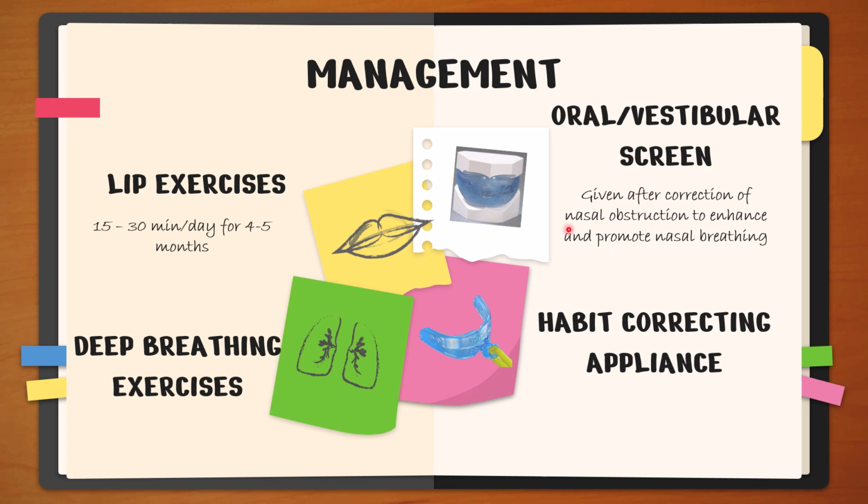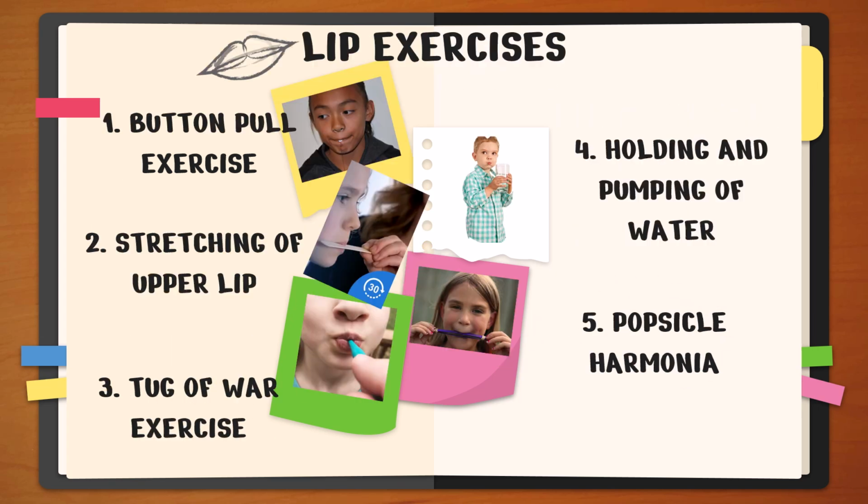Coming to the management, it includes lip exercises, which should be done 15 to 30 minutes a day for 4 to 5 months. Then the use of oral and vestibular screens, habit correcting appliances, and most importantly, deep breathing exercises. Coming to the lip exercises, very simple daily exercises practiced for 15 to 30 minutes over 4 to 5 months can significantly help retrain oral muscles.